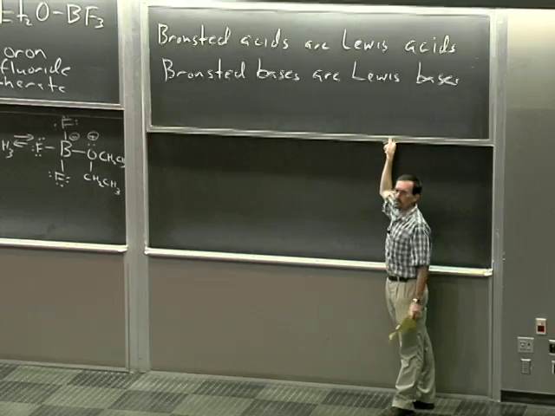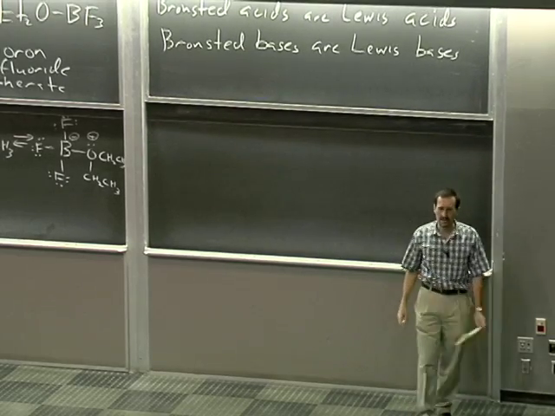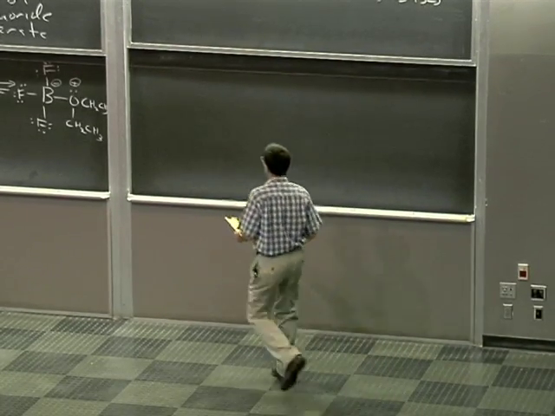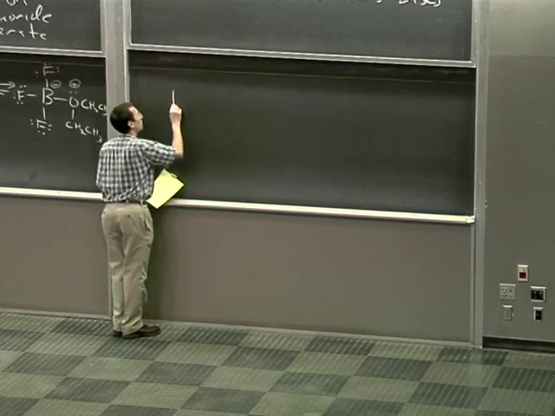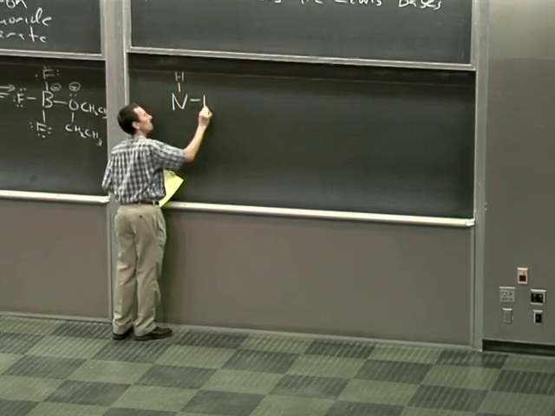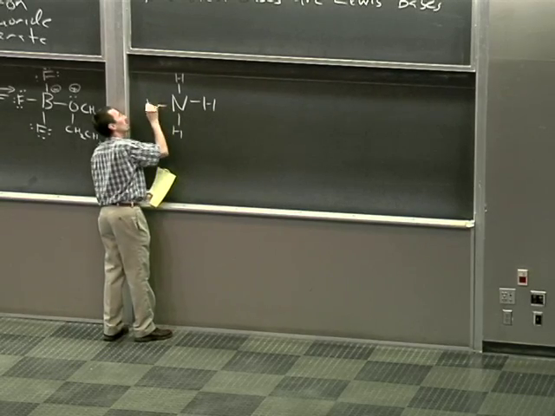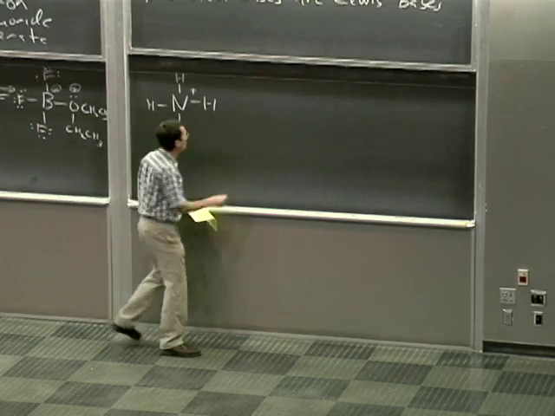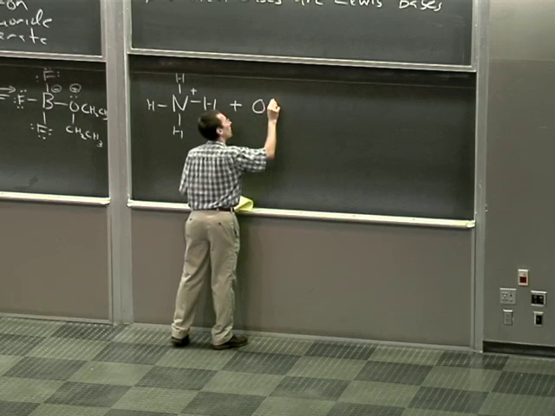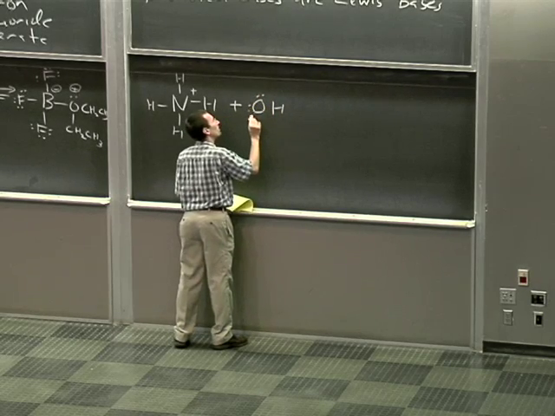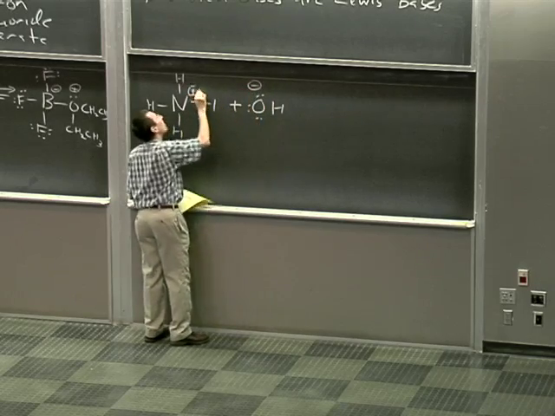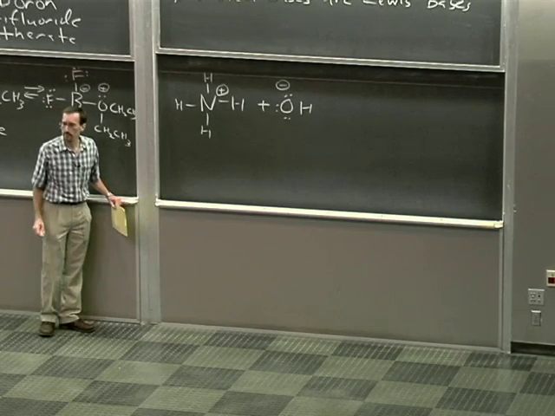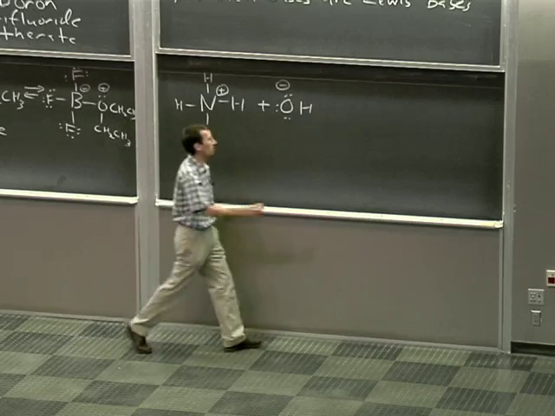And I'll illustrate this by returning to one of the reactions we had seen before, just a simple reaction of ammonium ion, NH4 plus, with hydroxide ion, OH minus. Let's look at this reaction. The reaction, of course, is an equilibrium to form ammonia and to form water.